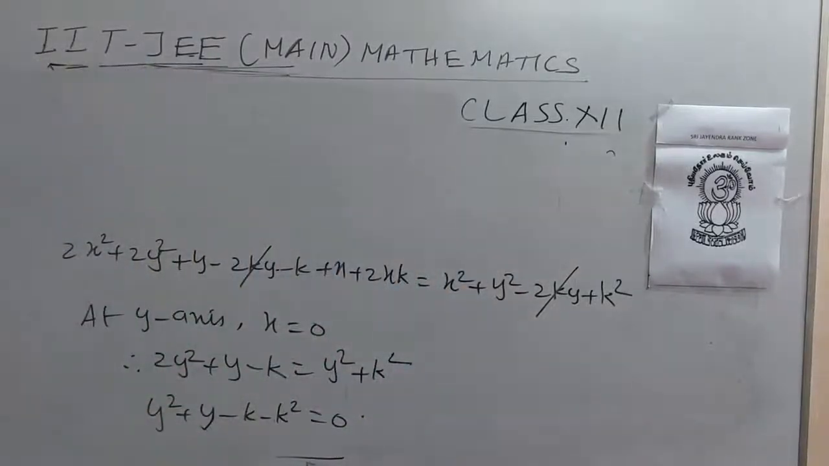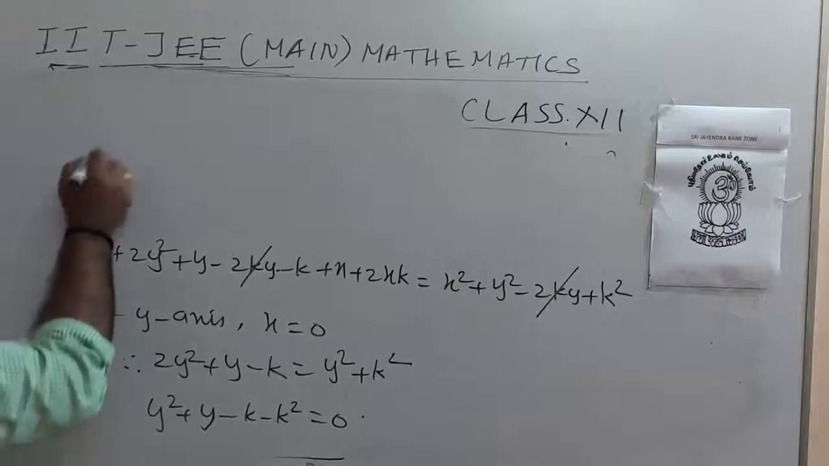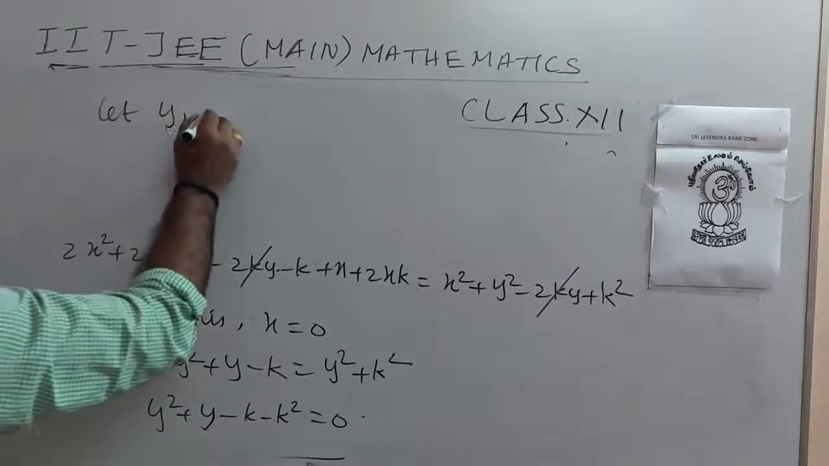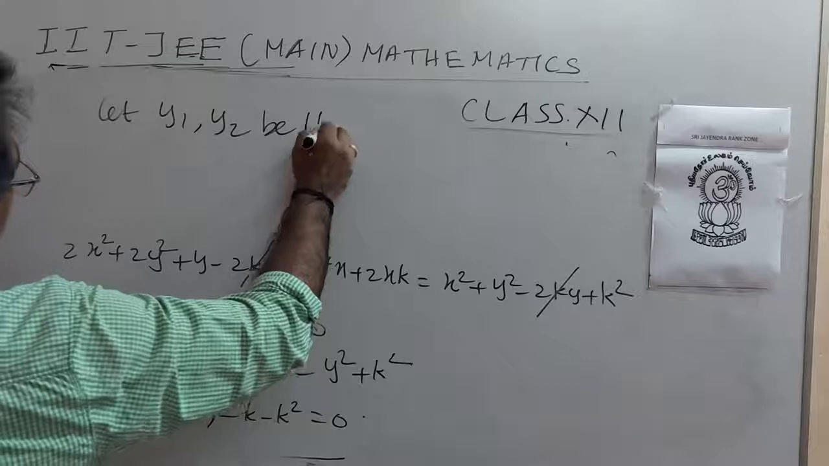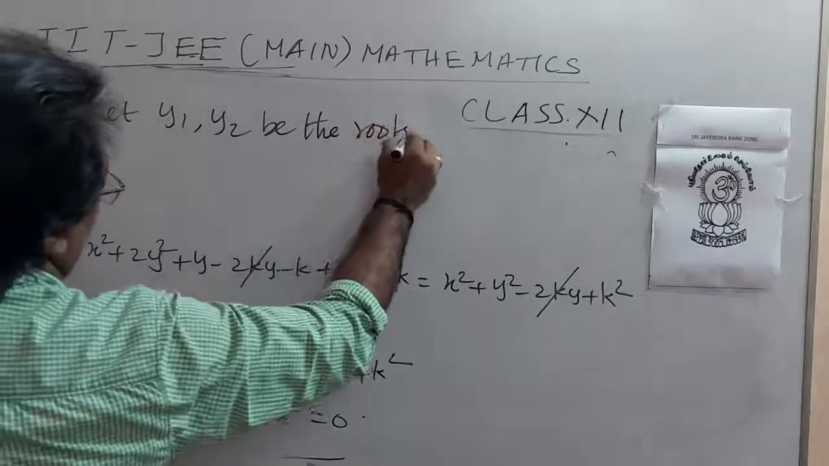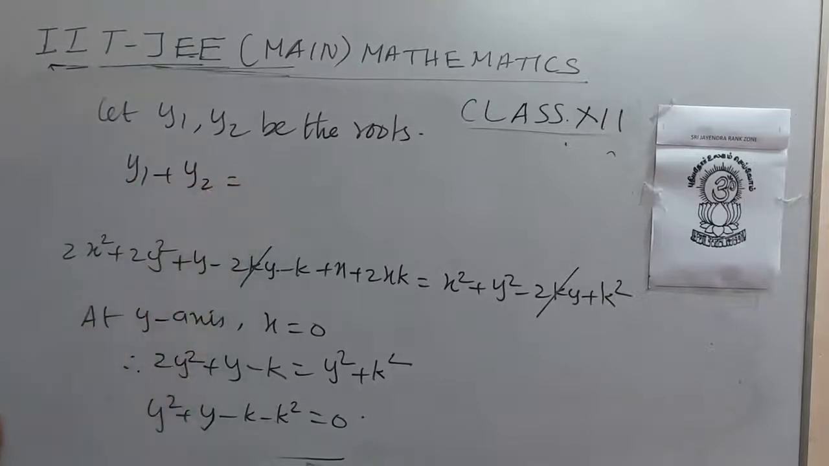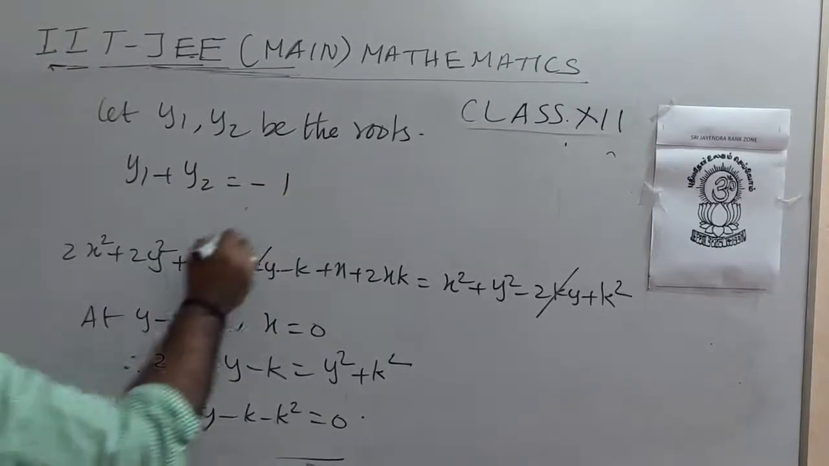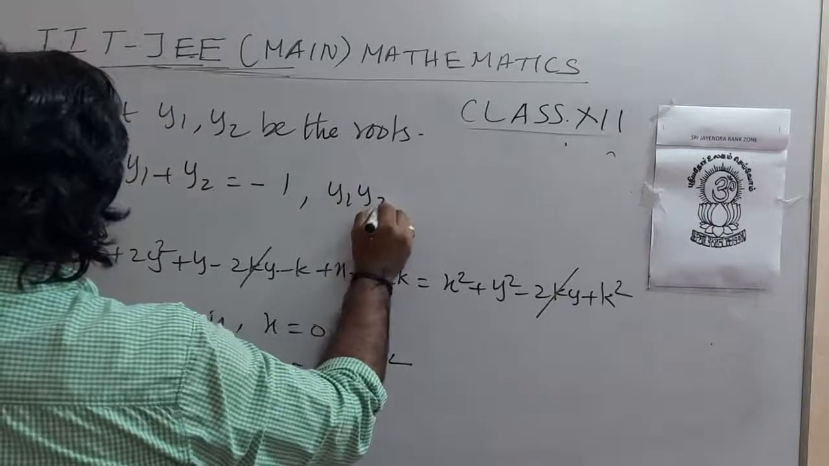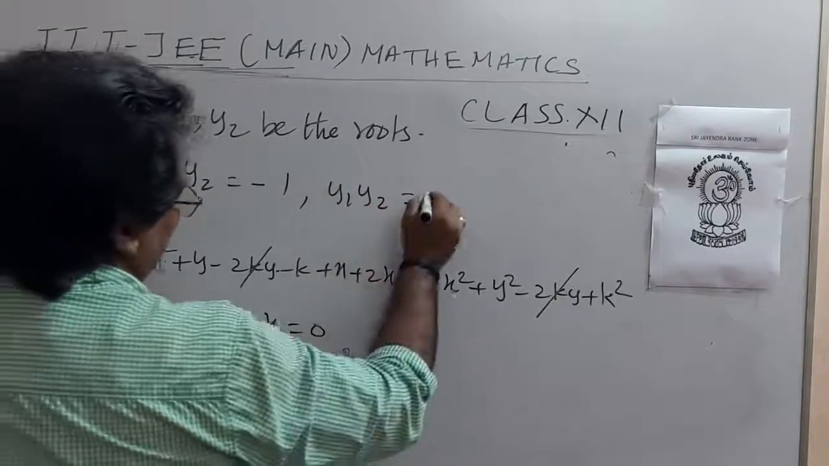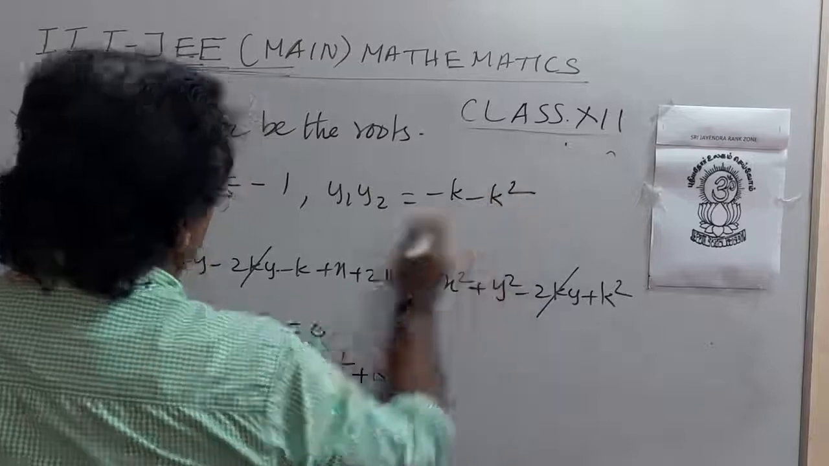This is a quadratic in y. Let y1, y2 be the roots. Sum of the roots, y1 plus y2, equal to minus coefficient of y, that is minus 1, and y1 into y2 is the constant term c by a, that is minus k squared.